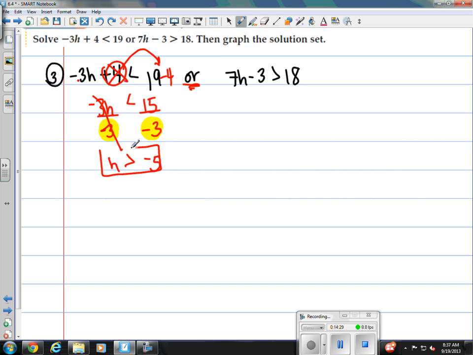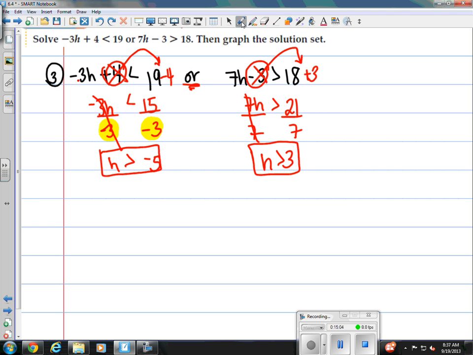So I got my first compound. Or, now I solve out my second. Same thing. Transpose my minus 3, make him a plus 3. Disappears from the left and leaves me with 7h is greater than 18 plus 3 is 21. Now, to get h by himself, 7 and h are side by side, means they're being multiplied, so I need to divide both sides by 7. 7's cancel, and h is greater than 3. So I have my two inequalities.